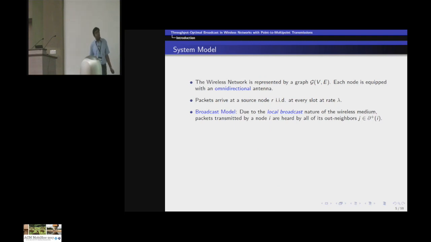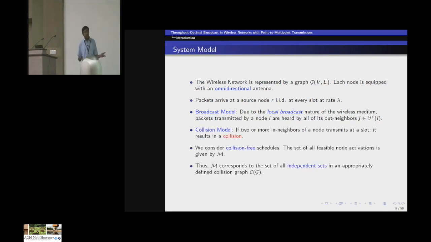Our system model is fairly well known, and we use the usual system model. Our wireless network is represented by a graph G(V, E). Each node is equipped with an omnidirectional antenna. Packets arrive at the source IID at every slot at the rate lambda. The broadcast model is a local broadcast model. That is, when a node transmits a packet, this packet is received by all the out-neighbors of that particular node.